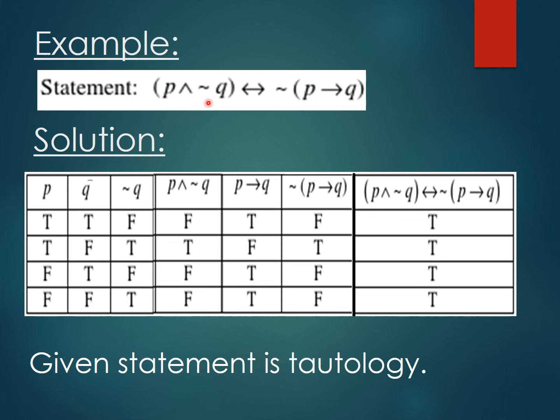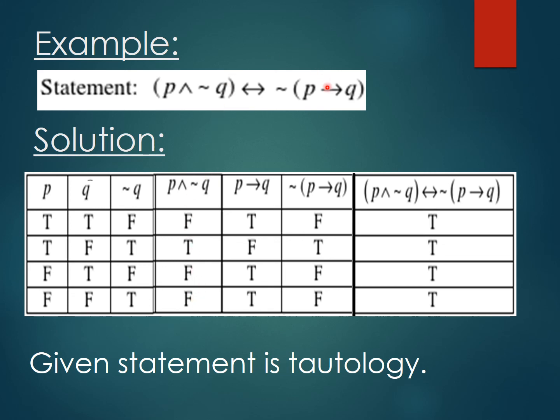Now see the left hand side, that is P and not of Q. And means that if both P and not of Q are true, then the answer will be true, otherwise it is false. So see the first and third columns. True, false, answer is false. True, true, answer is true. False, false, answer is false. False, true, answer is false.